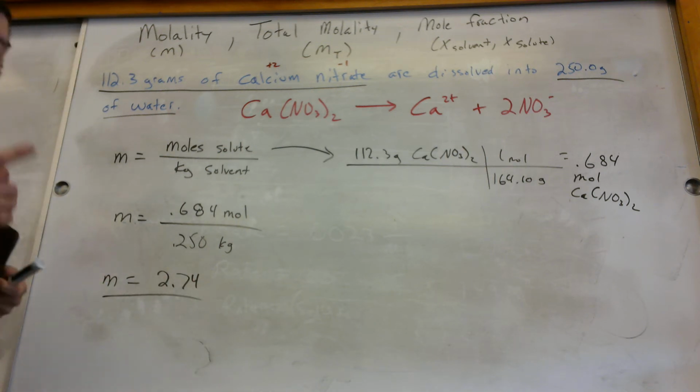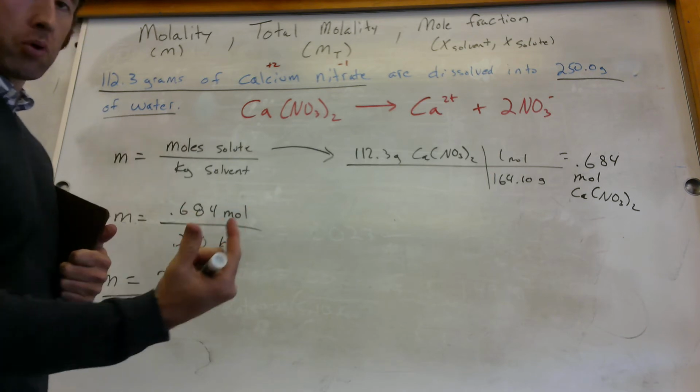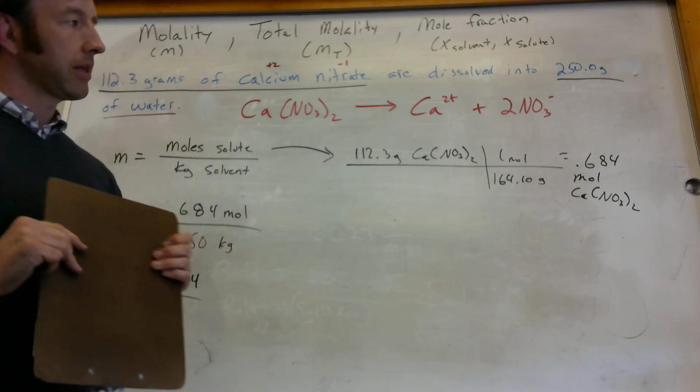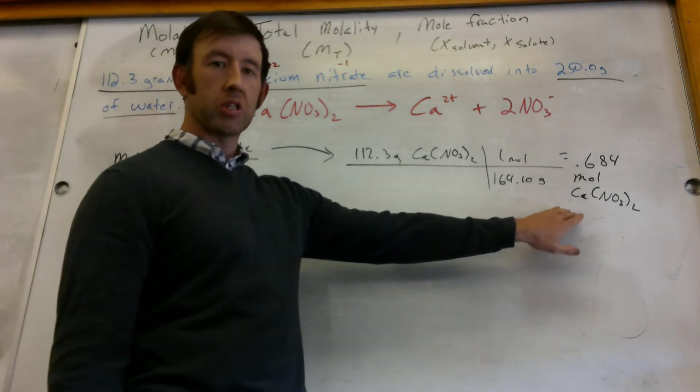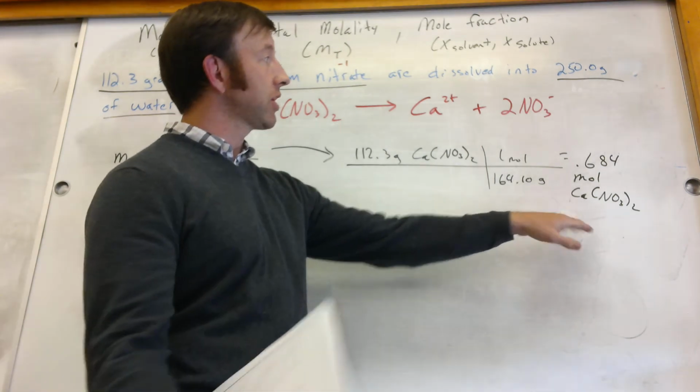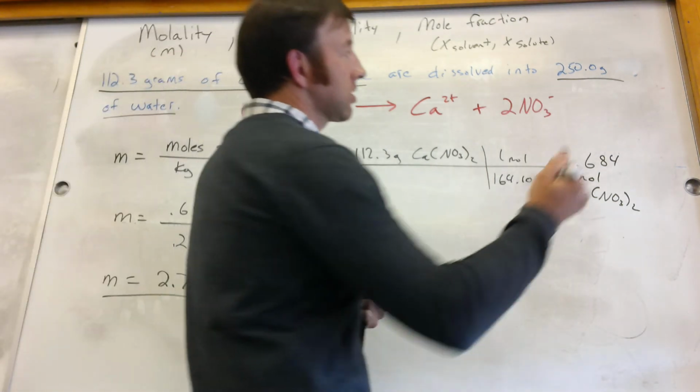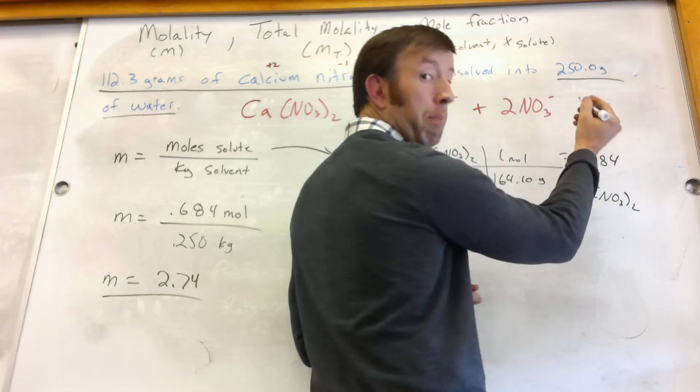All right? Now, I've made a couple calculations here that might come in handy later. For example, my 0.684 moles of calcium nitrate. So I'm just going to write this off to the side. I'm going to come back to that number later.